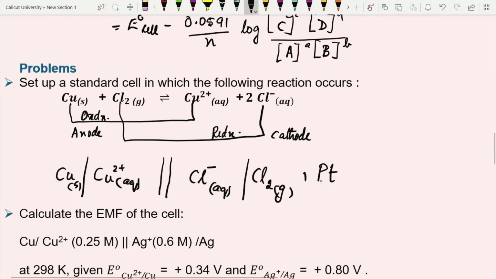So, this is how we will set up a cell from the cell reaction. You just find out the anode and the cathode, identify them and write first the anode and then the cathode, and remember, if you are having any non-conducting anode or cathode, mind you have to insert a platinum electrode. So, next is another problem.